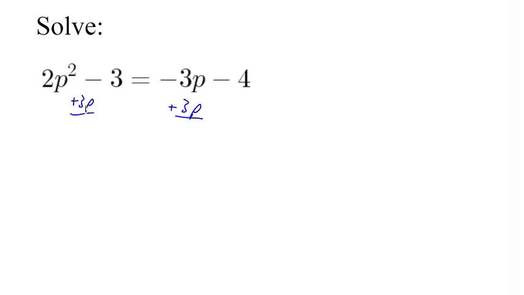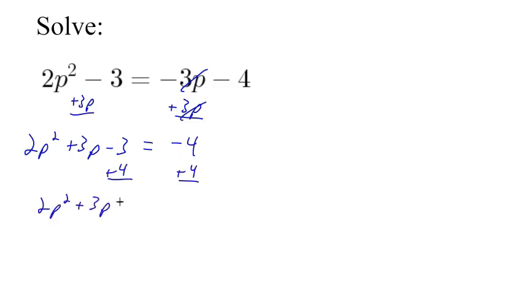These are not like terms because one of the terms is p squared and the other is just p, so we'll keep those separate. The minus 3 tags along for now. These cancel, that's why we added 3p to both sides. We still don't have the equation equal to 0, so let's add 4 to both sides. So now we have a quadratic equation equal to 0.